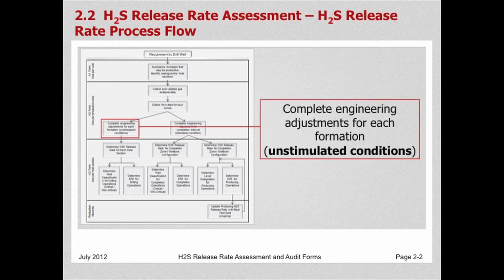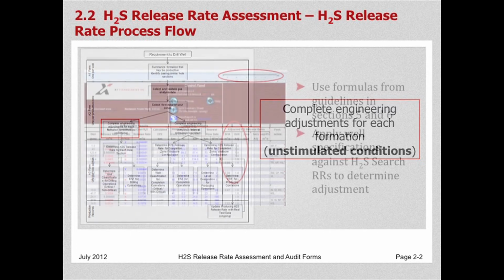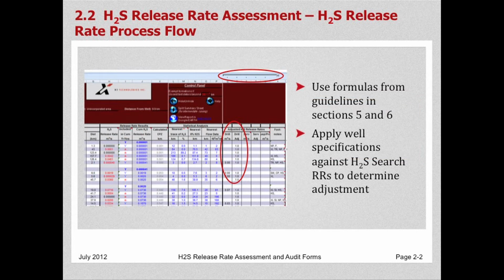Next down the line is to complete the engineering adjustments for each formation in an unstimulated condition. In this scenario, understand that we're not only doing an H2S release rate for the drilling process, you're also considering completions and producing release rates as well. That's the next step down in the process flow diagram there. So in an unstimulated situation, of course, this is your drilling release rate.